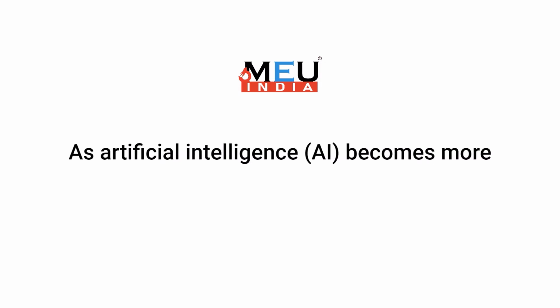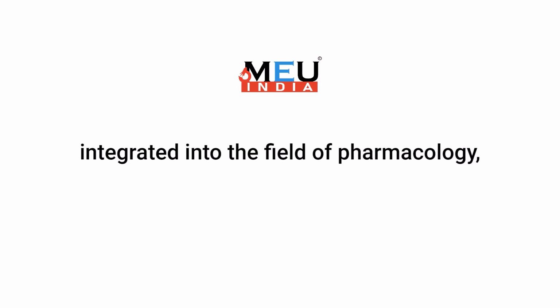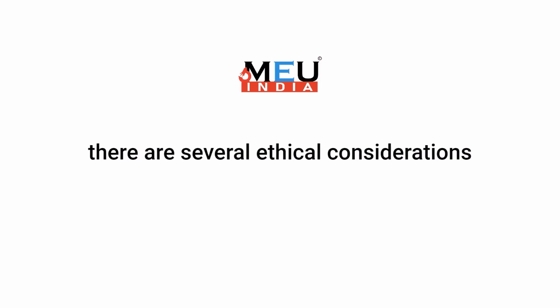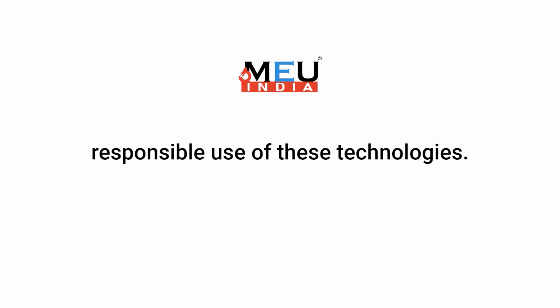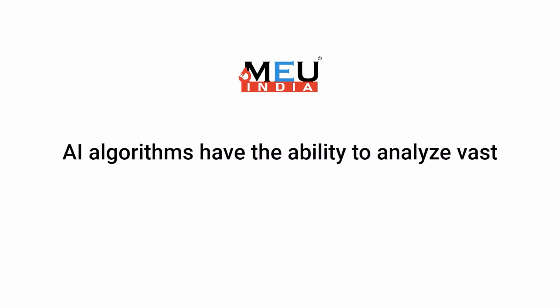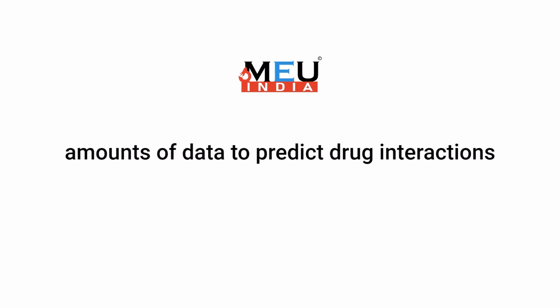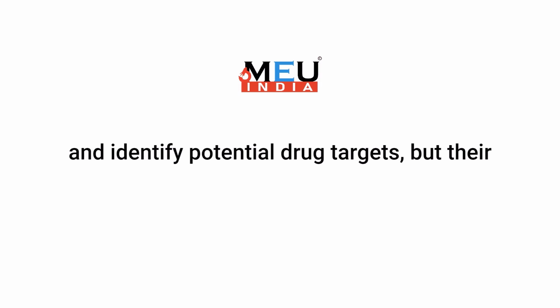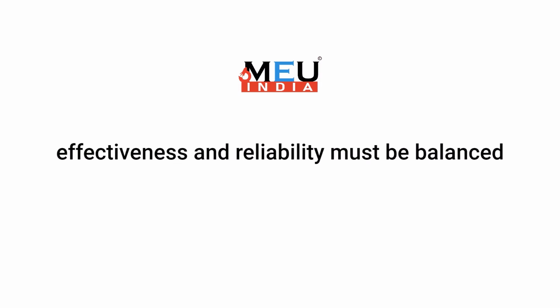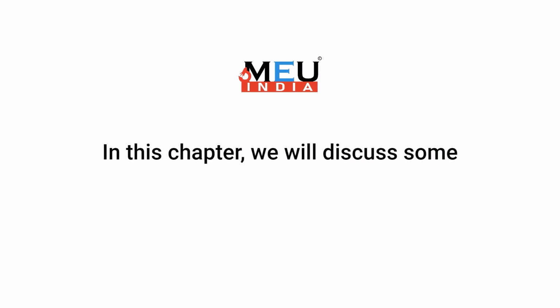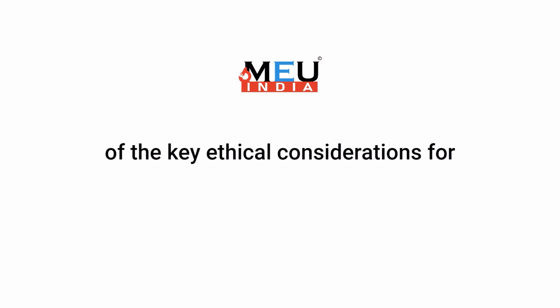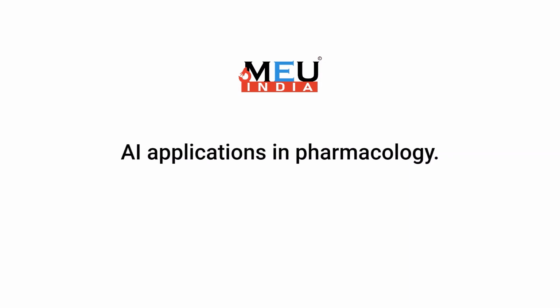As artificial intelligence becomes more integrated into the field of pharmacology, there are several ethical considerations that must be addressed to ensure the responsible use of these technologies. AI algorithms have the ability to analyze vast amounts of data to predict drug interactions and identify potential drug targets, but their effectiveness and reliability must be balanced against concerns of privacy, bias, and equity. In this chapter, we will discuss some of the key ethical considerations for AI applications in pharmacology.